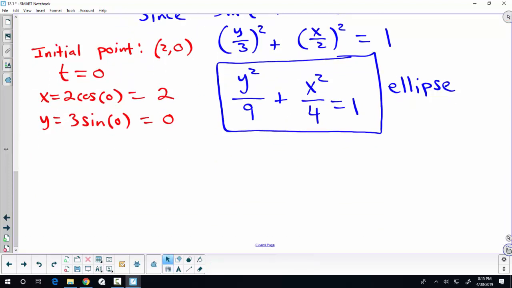Do y'all remember how to graph that ellipse? No? If you don't remember how to graph the ellipse, then just go off your t values. Initial point rather, is 2, 0. And then you just pick some more t's. How about if t is equal to pi over 2, what do we get? We'll do that here.